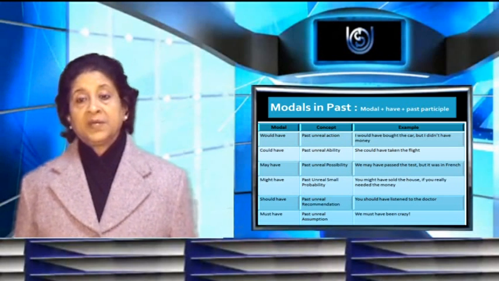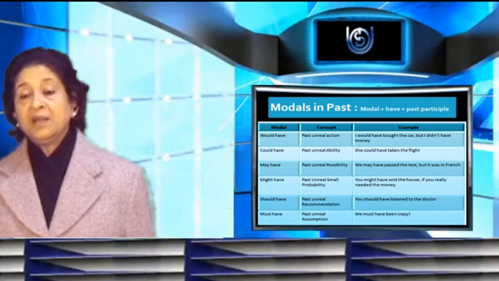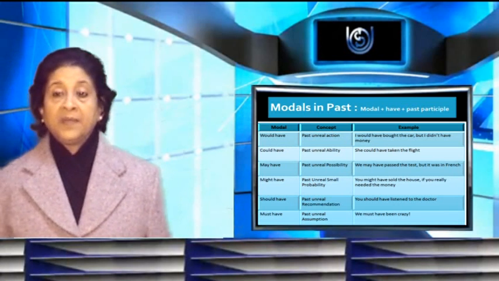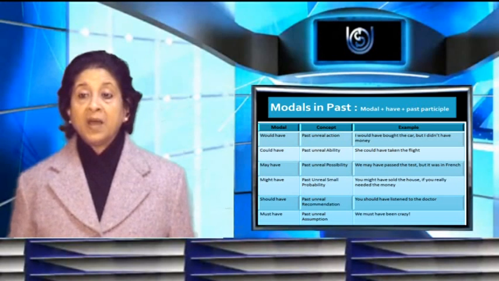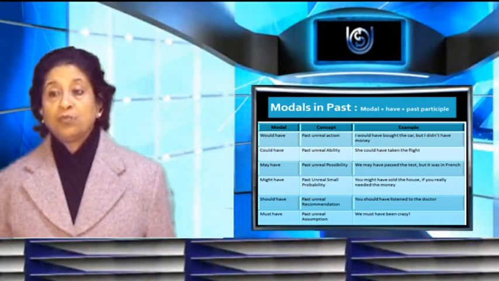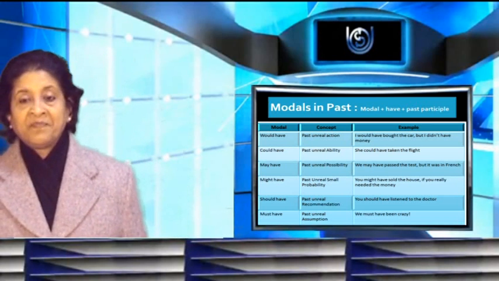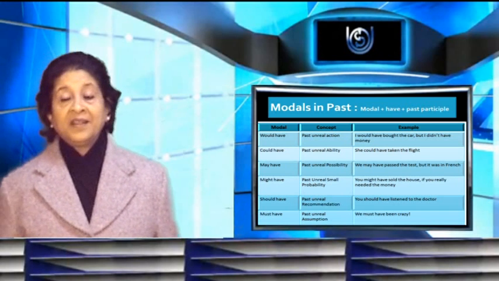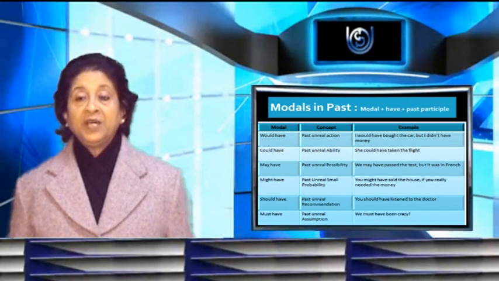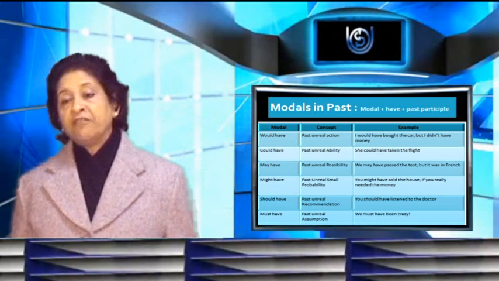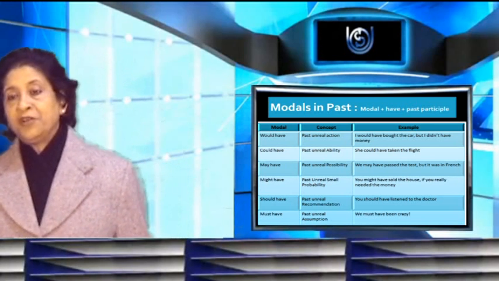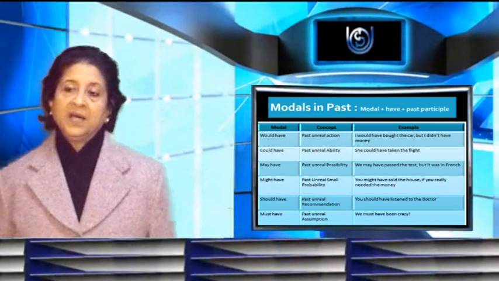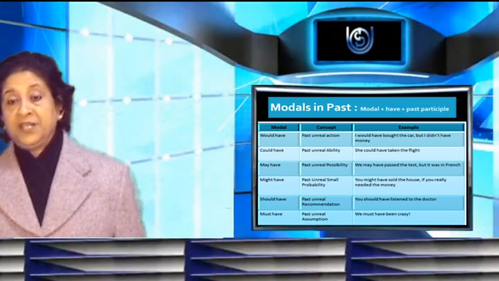May have. The concept is past unreal possibility. We may have passed the test, but it was in French. You couldn't do it. Now you are giving the unreal possibility. Had I known it, I would have done it. Same kind of thing: we may have passed it, but it was in French, so we couldn't do it.